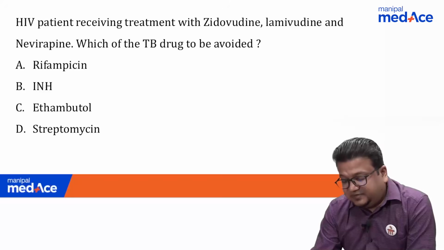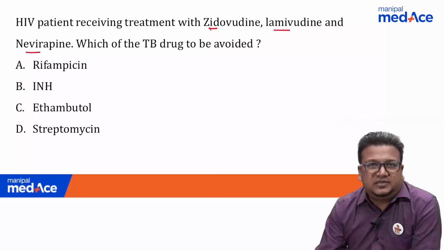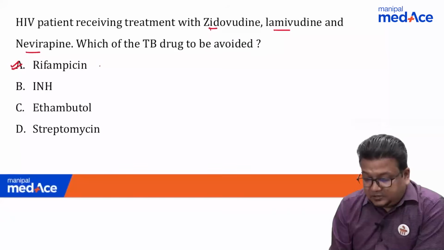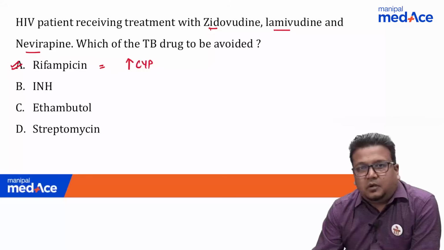HIV patient receiving treatment with zidovudine, lamivudine and nevirapine. Which of the TB agents should be avoided? This is a pretty standard question. It is the rifampicin, which can cause the induction of the cytochrome and lead to increased metabolism of the NNRTI and the protease inhibitor.